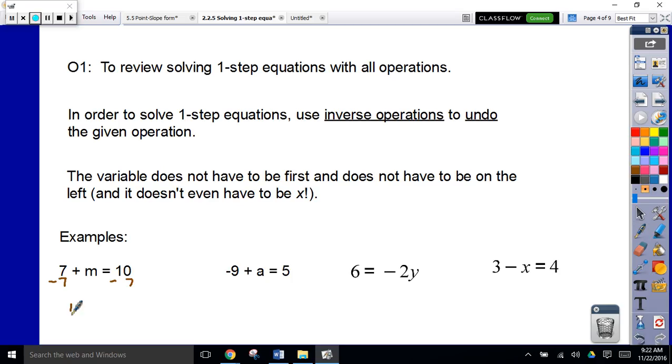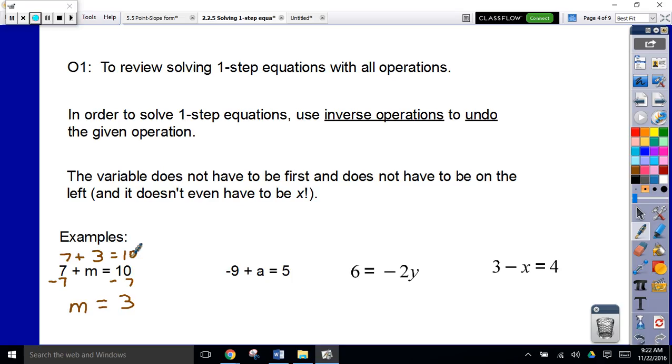On the left side, we have m left over. On the right side, 10 minus 7 is 3. So m equals 3. And remember, we can check this in our original equation. We can say 7 plus, if I evaluate this for 3, it's 7 plus 3 equals 10, and that's true.